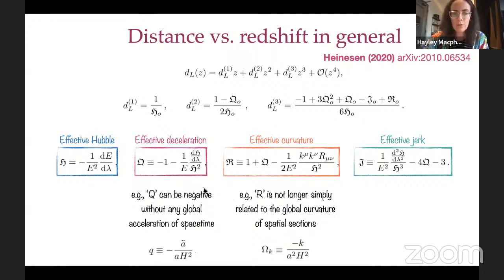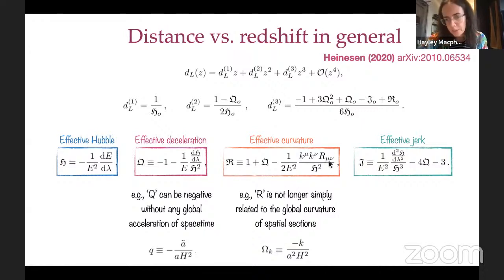Just because when you include inhomogeneity and anisotropy, this becomes not so simple of a connection, but I'll show this in more detail in a few slides. And similarly for the effective curvature in the FLRW metric, this omega k parameter is directly proportional to the curvature of spatial sections in the FLRW metric, whereas the general curvature parameter is not necessarily connected to the spatial curvature. It's more just an observational parameter.